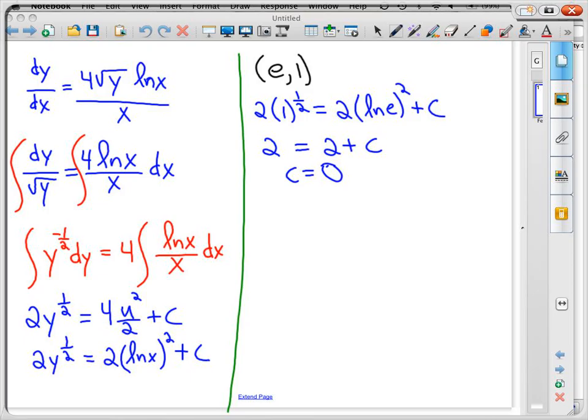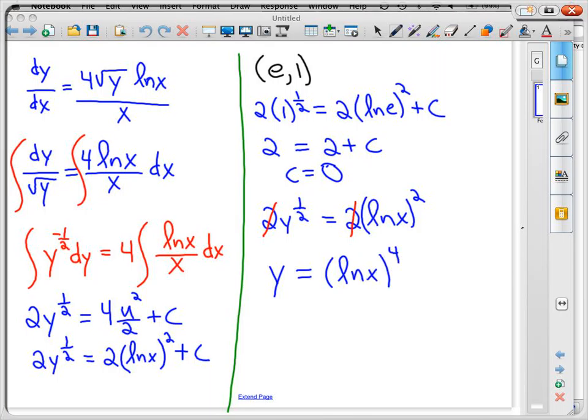So our equation suddenly turns into 2y to the 1/2 power equals 2 times the quantity ln of x, squared, because the plus c is no longer necessary since c is equal to 0. Now we're going to reduce out the 2's, since we've got one on both sides. And then what we're going to do is we're going to square both sides. And so when we square both sides, we get that y is equal to ln of x to the 4th power.